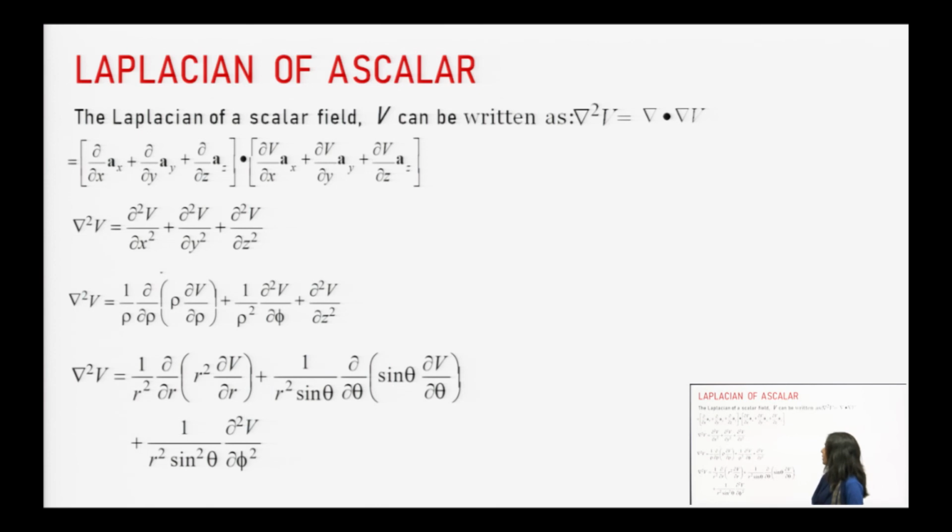Now this is the Laplacian of a scalar quantity, and this is the last. It maps a scalar into a scalar and a vector into a vector. Again, we have 3 kinds of coordinate systems. So the Laplacian has been described for all the 3 coordinate systems: this is for Cartesian coordinates, this is for cylindrical coordinates, and this is for spherical coordinates.